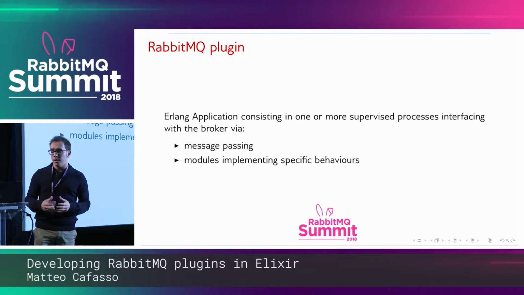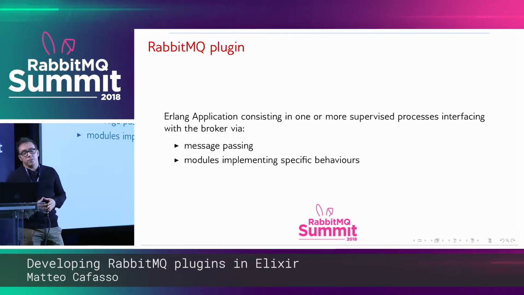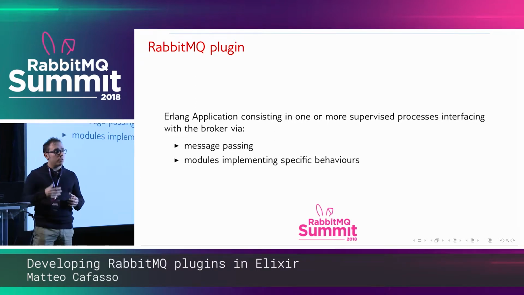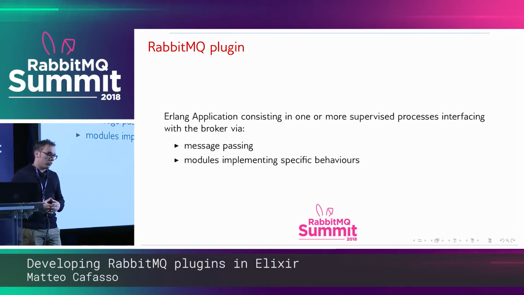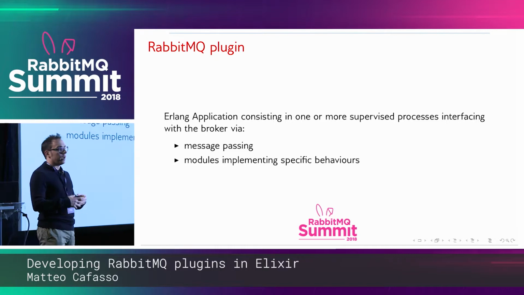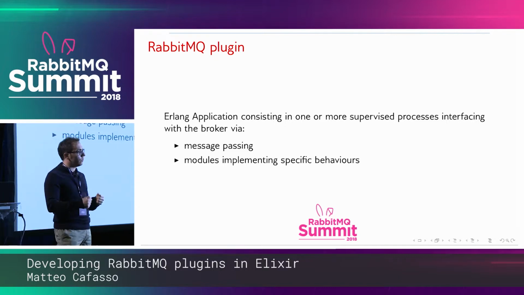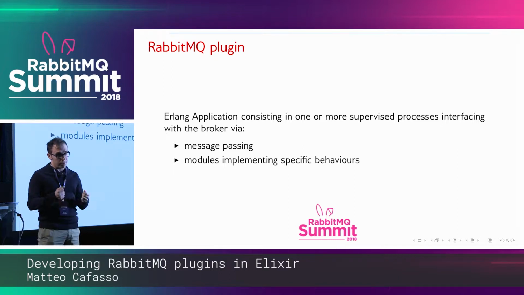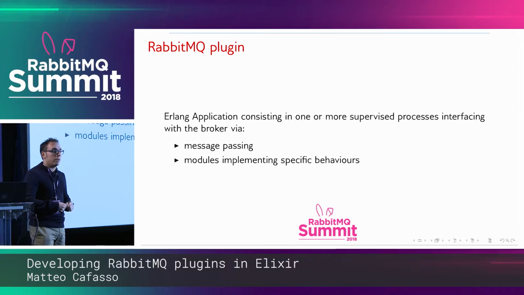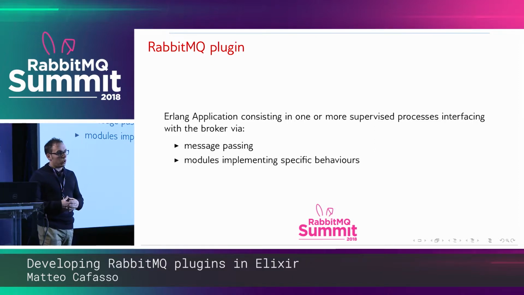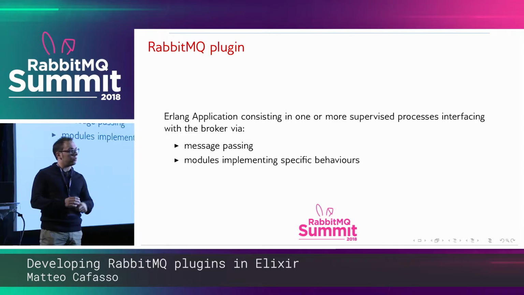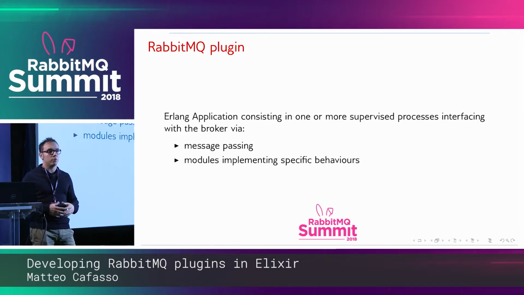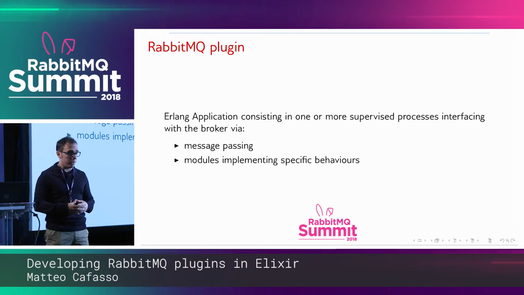A Rabbit plugin is an Erlang application consisting of one or more supervised processes, which would interface with the broker either via message passing, and by messages here I mean Erlang messages, not Rabbit messages, or by implementing behaviors within modules and registering these modules within the broker, so that the broker can use our interfaces to extend its capabilities.